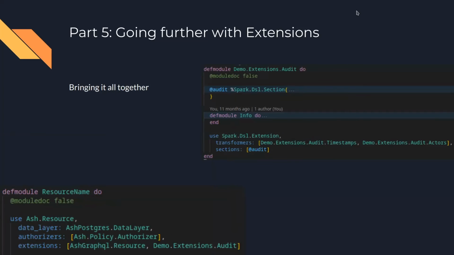And then after you have done those, you just configure the transformers in the section in your use block. And afterwards, you can just add your extension to the other extensions in the list in your resource. And you can add the DSL block to a resource, configure it, and this runs through the transformer.